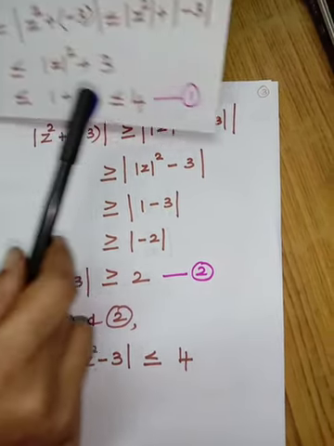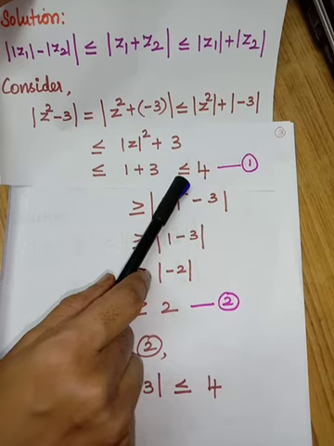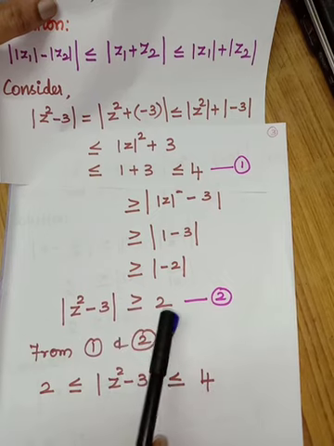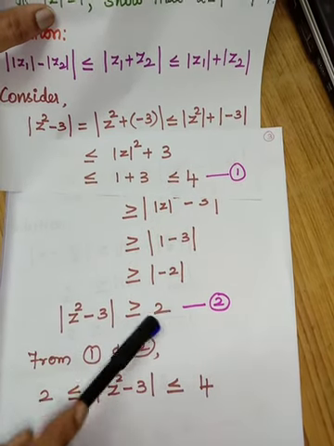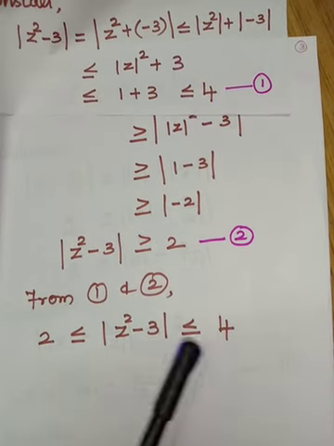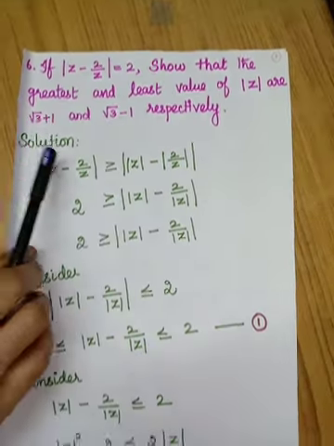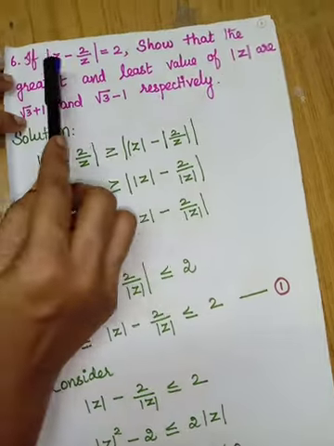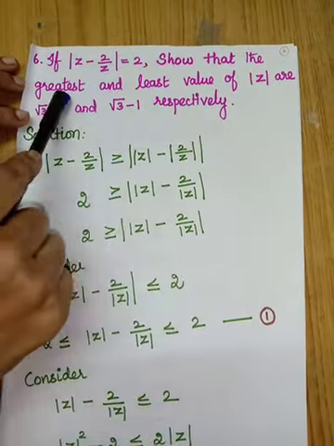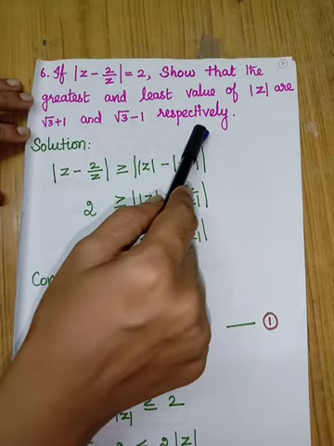So from the first result, what are you getting? Modulus of z squared minus 3 is less than or equal to 4. The second result, modulus of z squared minus 3 is greater than or equal to 2. Combining these two, we can write 2 is less than or equal to modulus of z squared minus 3 is less than or equal to 4. Okay, so see the next problem. It is, if modulus of z minus 2 by z is equal to 2, show that the greatest and least values of modulus of z are root 3 plus 1 and root 3 minus 1 respectively.